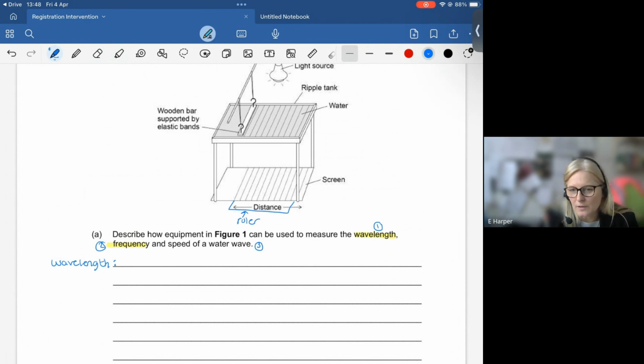So if you measure a single wave, you're not going to be very accurate. It's probably better to measure a longer distance, maybe 10 waves, and then divide that number by 10. You should have a more accurate measurement of a single wave.